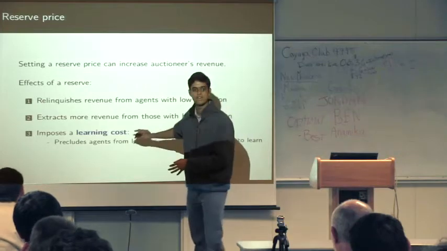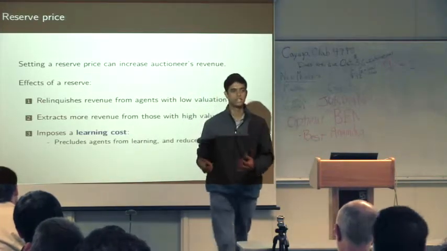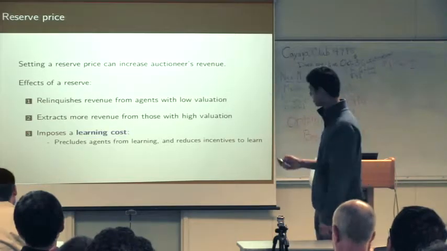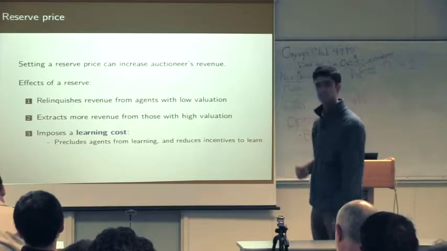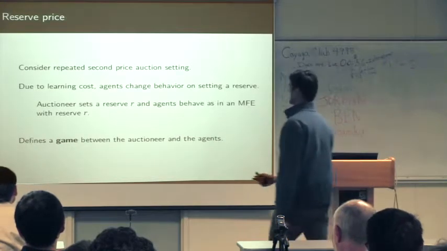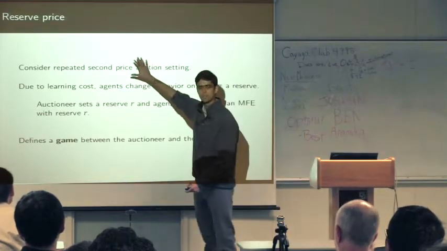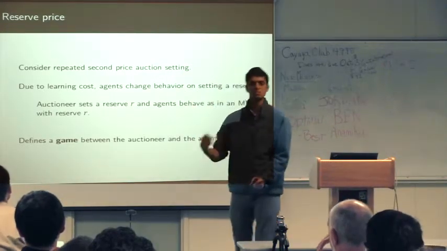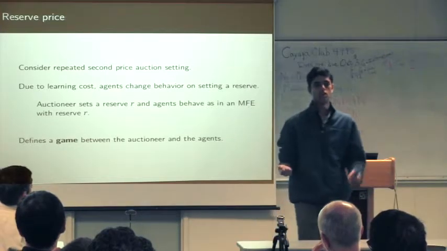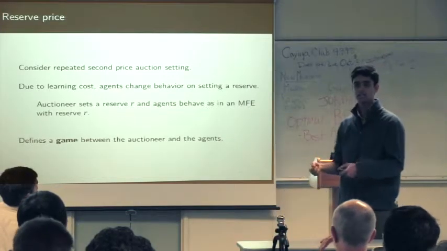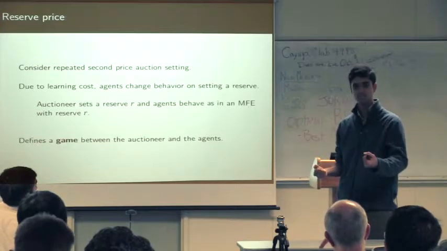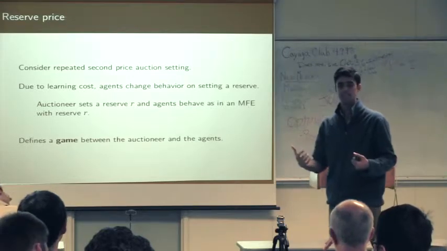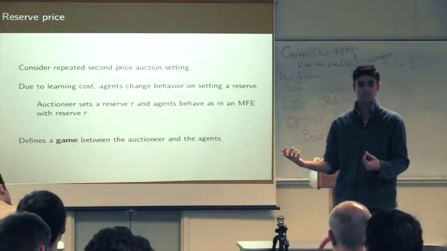So there is an additional effect in a dynamic setting, and you want to study how a market operator should include this learning cost in setting the optimal reserve price. Consider again a repeated second price auction setting. Due to learning cost, the agents will change their behavior. A market like Google, for example, sets a reserve price, and then given the reserve price, the agents will behave in such a manner that results in a different mean field equilibrium.